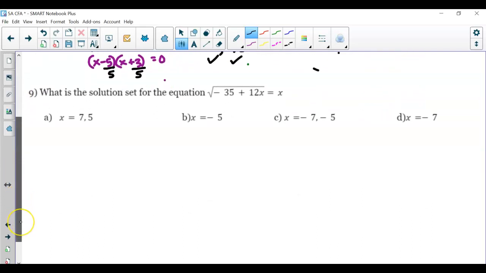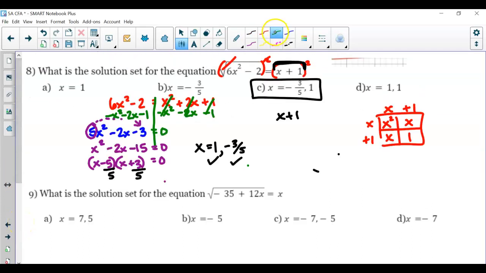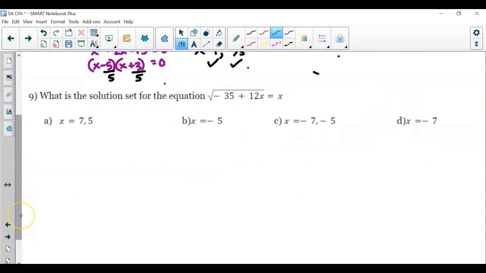So then in question number 9, same thing. See how here we're solving again our radical. It's already by itself here. No need to move anything over. So I'm going to go ahead and square both sides. Then the radical cancels out, and I have negative 35 plus 12x is now equal to just x squared, because that was x by itself.